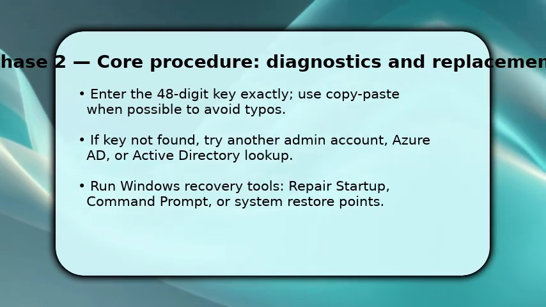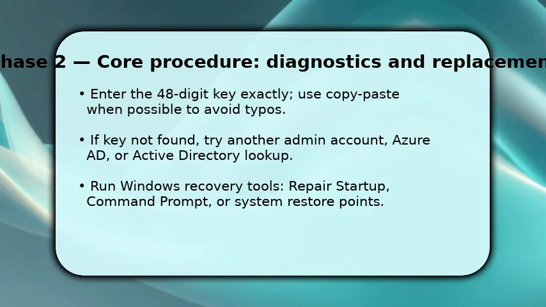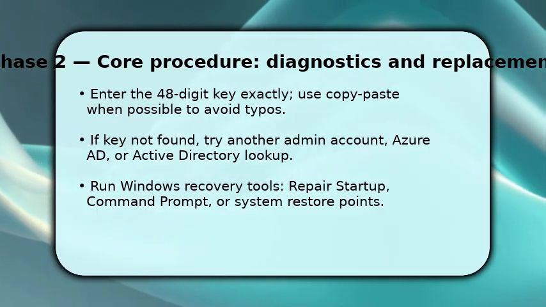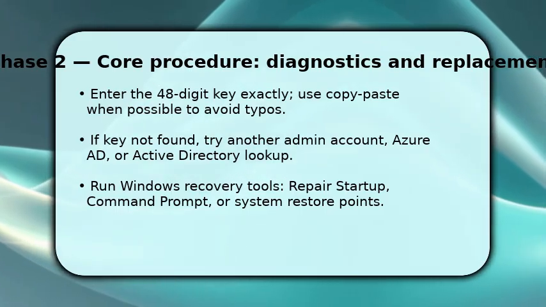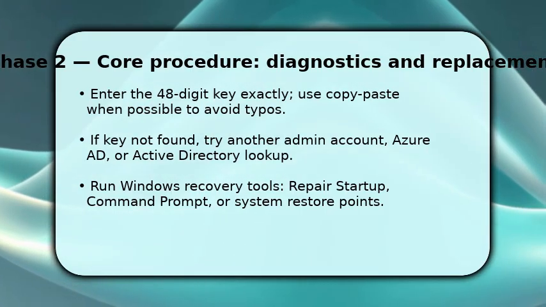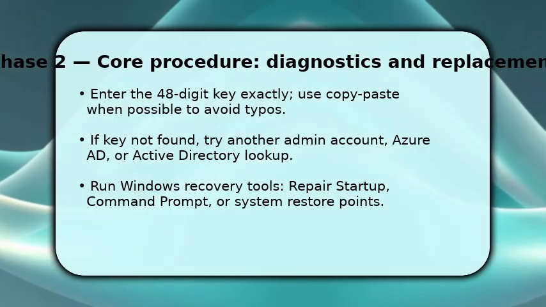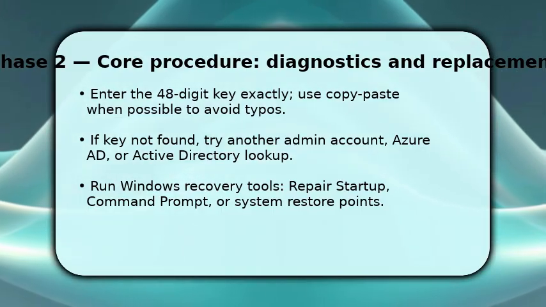Once a key is accepted, use Windows recovery tools. Choose Repair Startup to fix boot issues, or Open Command Prompt to run manage-bde commands for status and repair. These actions address underlying causes, so the system can unlock normally afterward.